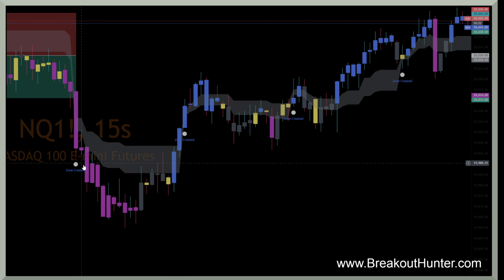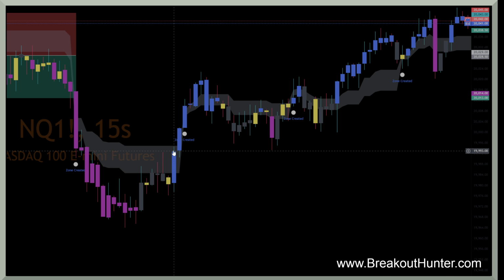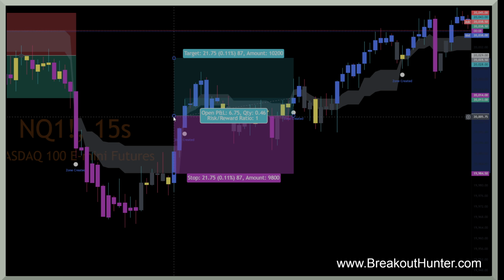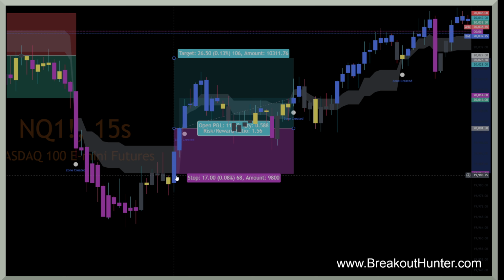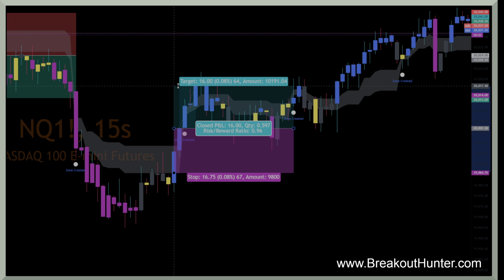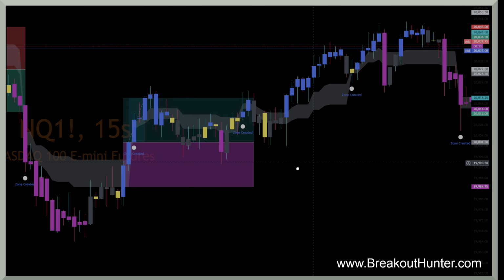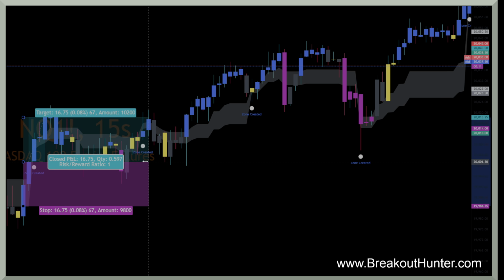And then we get a zone created, comes down, and then we get a cross up. So we buy right here, and we use the zone as our stop loss right there. And we need at least a 1-to-1. So we're getting 67 ticks. Does it win? Yeah, it wins. Okay. One right there. There we go.